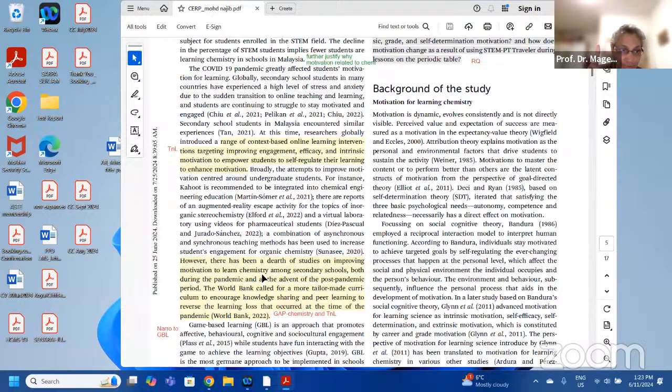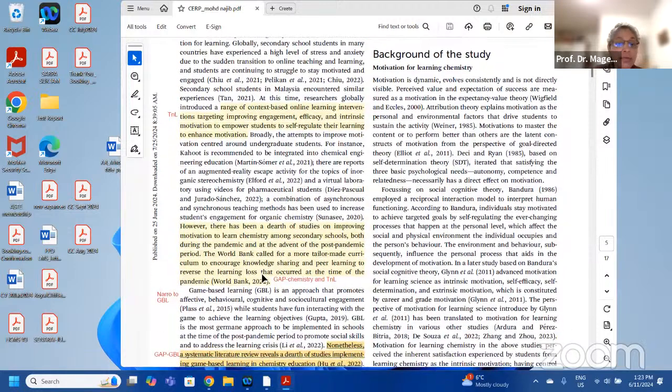Research gap 1. And the World Bank said that if you want to improve motivation, you need to use a custom-made curriculum. That means a curriculum suitable for Malaysia. So I cannot use a curriculum from the US or UK or Japan or any country to use in Malaysia. I need to use a curriculum which is very appropriate for Malaysia. That's where the design thing comes in.